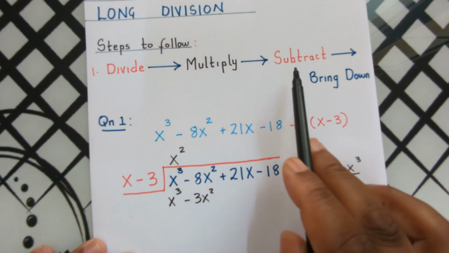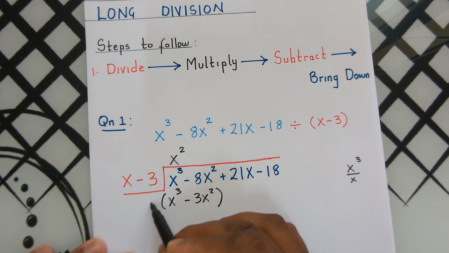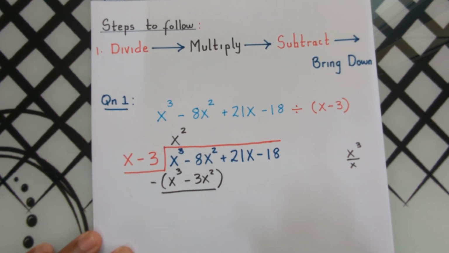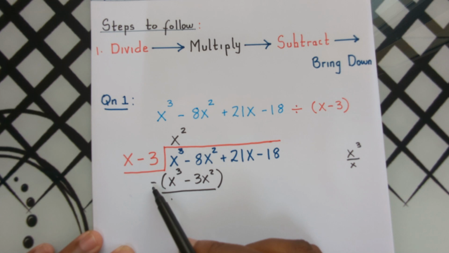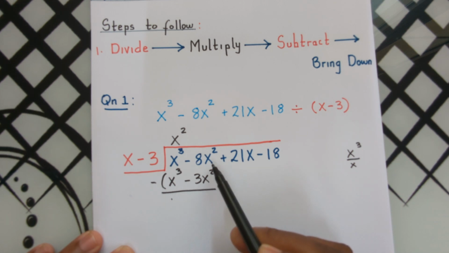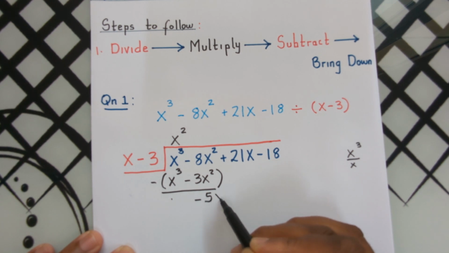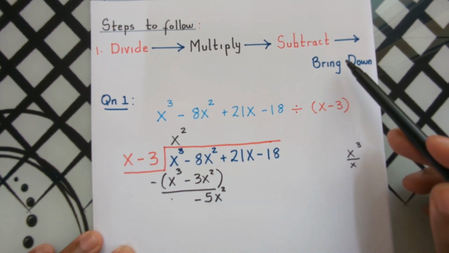And then this takes us to the third step, which is the subtraction step. So we put our brackets and put a subtraction sign outside of our brackets. And then let's subtract x to the power 3 minus x to the power 3. This will give you a 0. Minus 8x to the power 2 minus 3x to the power 2. This is the same as saying minus 8x squared plus 3x squared, which will give you negative 5x to the power of 2. Now we move to the last step, the fourth step, which is bring down.